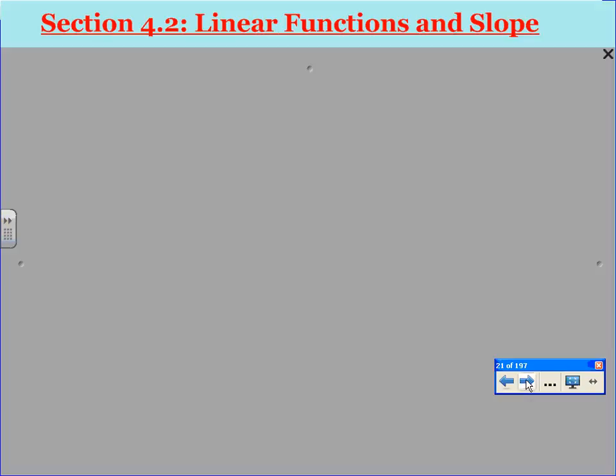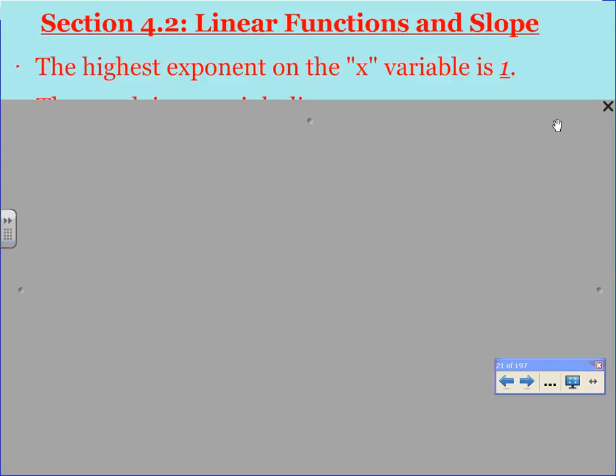Okay, first thing I need to go through is the very top, there's a box at the top of your notes. There's not much writing to do, but I need to explain this. So it says here, linear functions and slope. The first thing you need to fill in, and I have it underlined, is: the highest exponent on the x variable is a 1. So if it's a linear function, the largest exponent is going to be a 1.